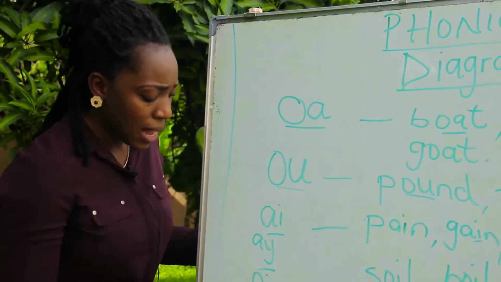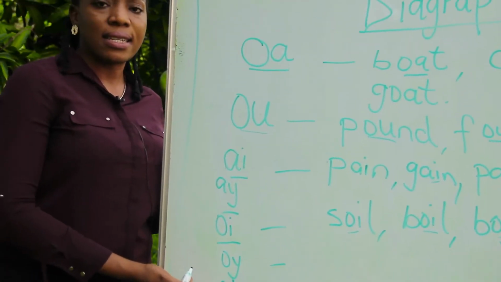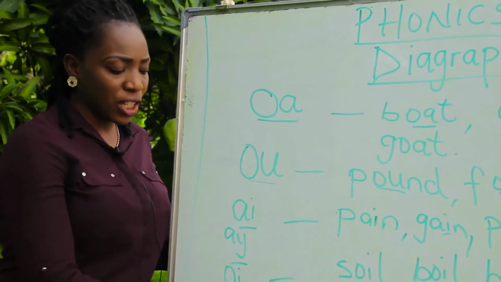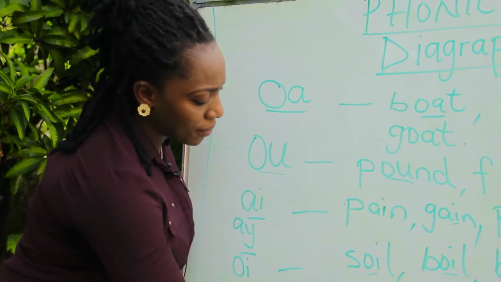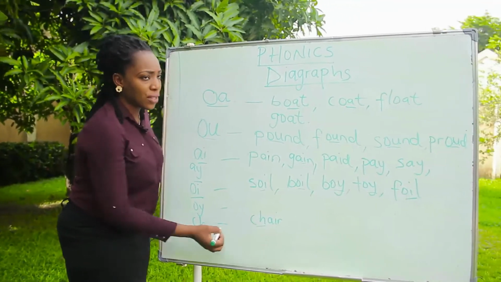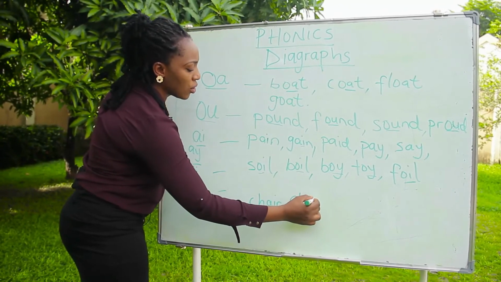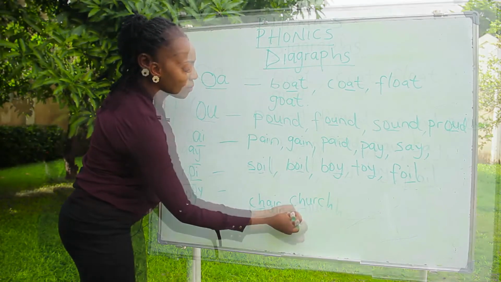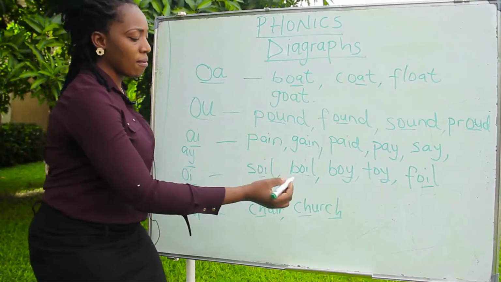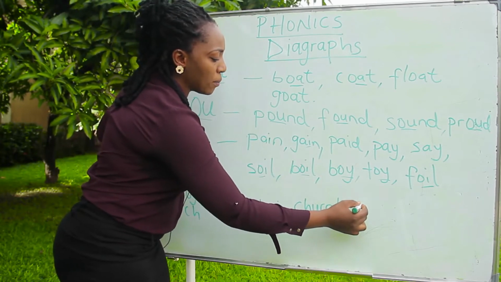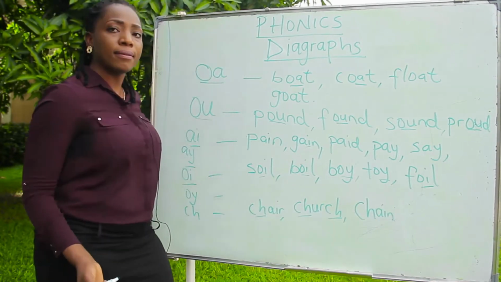Ch. What did I say this is? This is called ch. Ch as in chair. Church. Ch as in church. Chain. Ch as in chain.